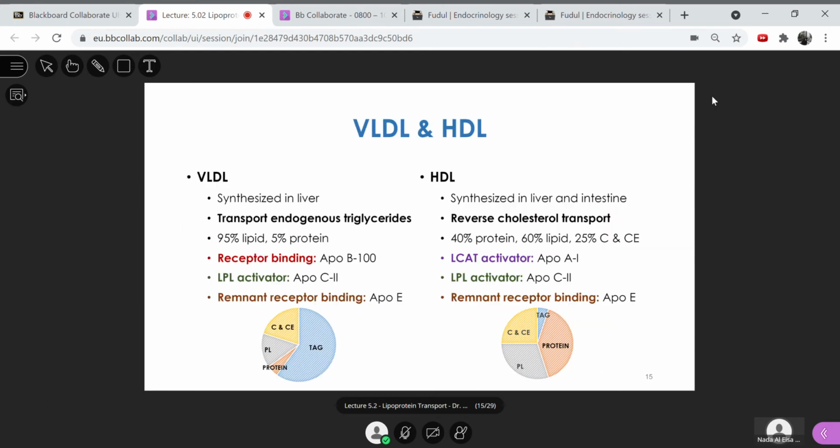Okay. How about VLDL and HDL? VLDL is synthesized in the liver, the function we know about it. So it's mostly triacylglycerides from the liver and some small amount of protein. The unique apolipoprotein is B100, and again C2 and E are provided by HDL.